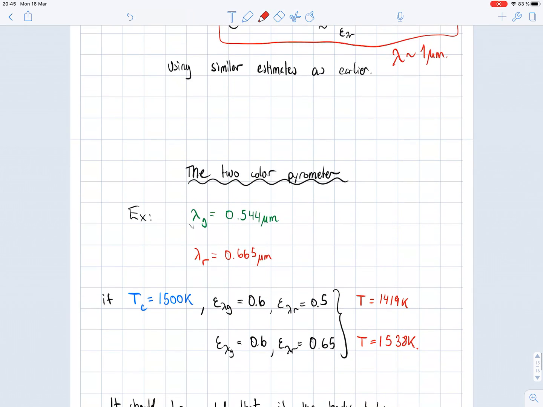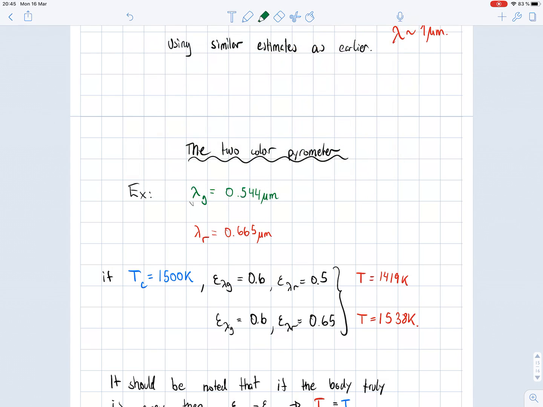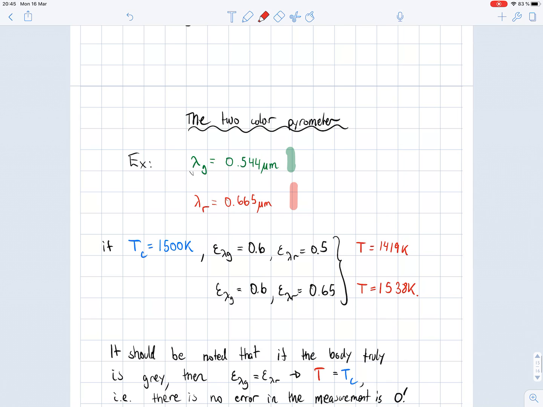So if we now look at an example again, specifying a lambda g to be green and the lambda r to be red, and we then look at the same temperature as earlier, 1500 Kelvin. And we now need to know the spectral emissivity in the green part of the spectrum and the red part of the spectrum. So we need more parameters in order to do this.